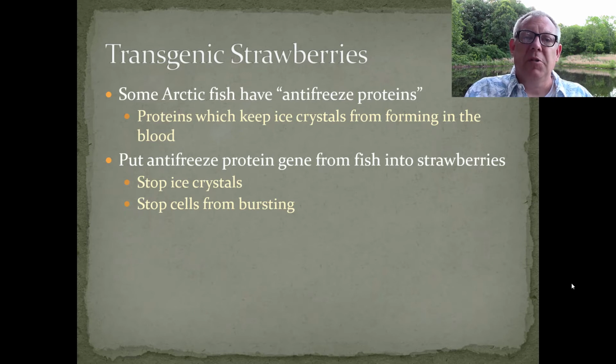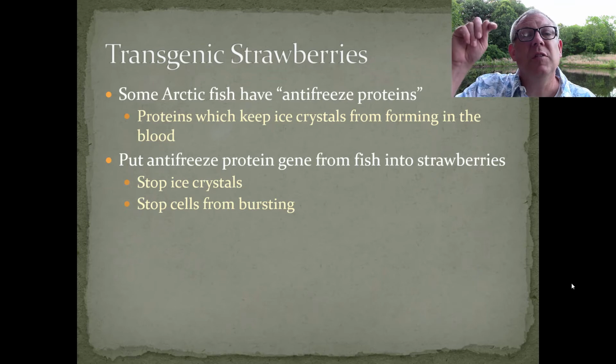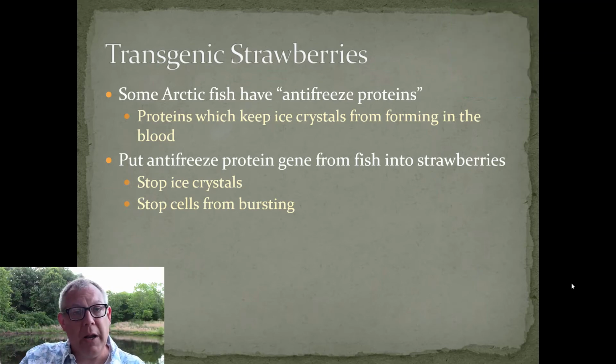And so if ice crystals are allowed to form inside the cells of a strawberry, those cells are all going to burst open. And that can possibly kill the plant, but it certainly can make the strawberries very mushy. So if you get a hard freeze while your strawberries are still on the vine, you can lose those strawberries because all their cells burst because of the ice crystals. So by putting this fish gene in the strawberries, maybe you can stop that from happening.